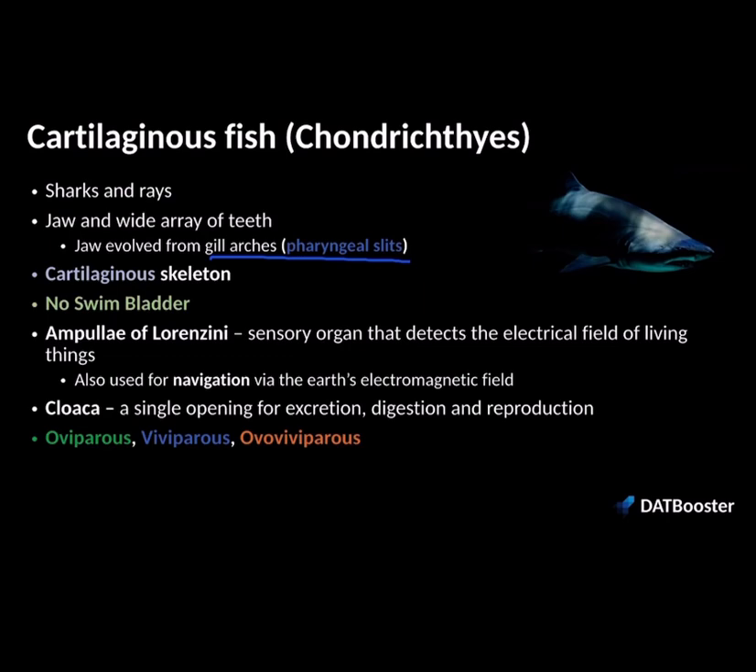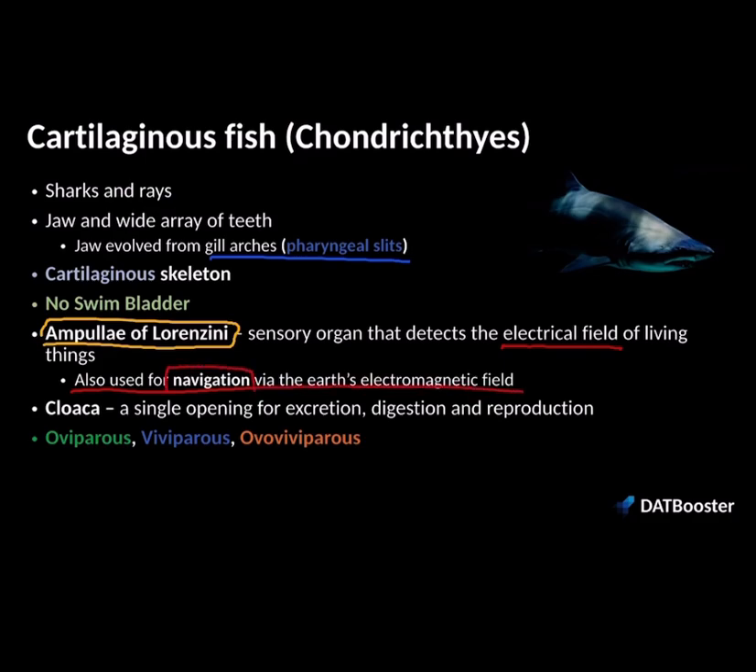They do have something unique though, and that's called the ampullae of Lorenzini. Now this thing's pretty cool because it can sense the electrical field produced by living things. So it's a specialized sensory organ. It's also been theorized that they can detect the Earth's magnetic field, so they can use that for navigation.